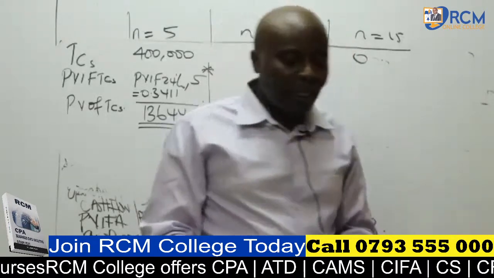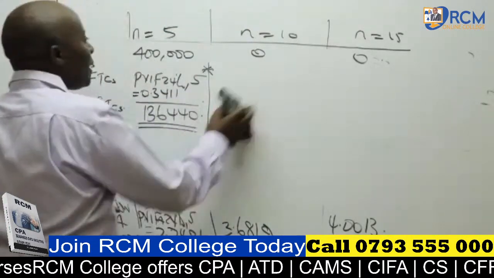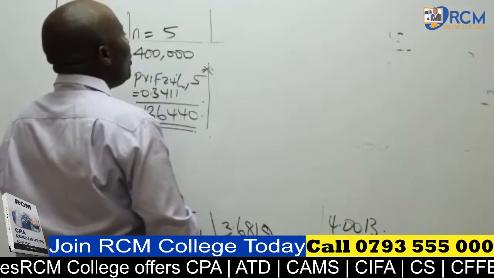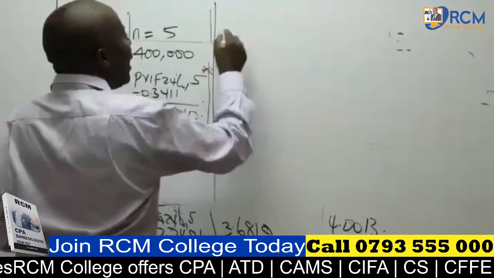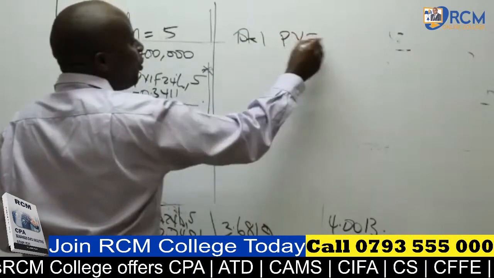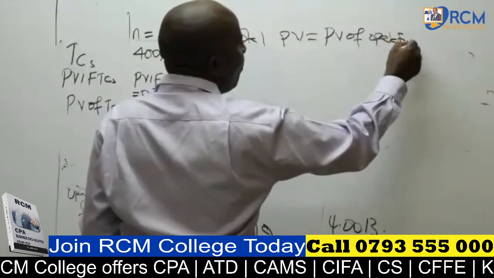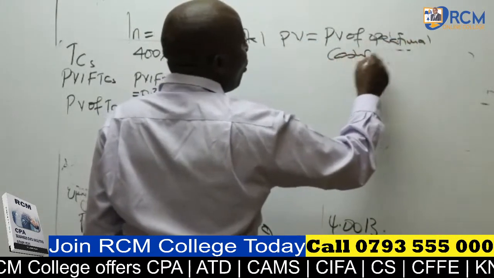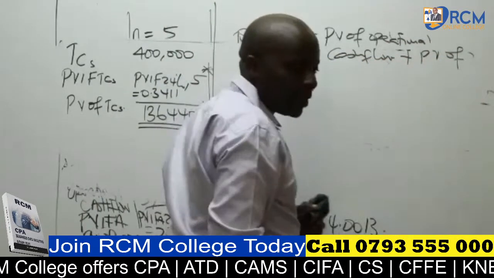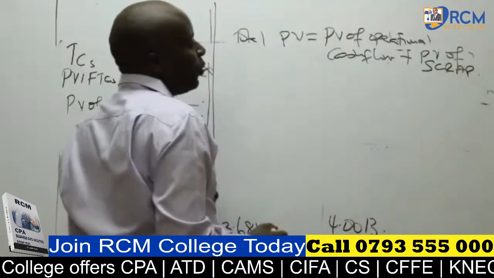So somebody is telling me to add. What they're telling me now, I understand. These are bright students. They are telling me, Mwalimu, you know what? We are very bright. What we do is to come here and ascertain the total present value, which will be the present value of operational cash flow plus the present value of scrap of the terminal cash flow.